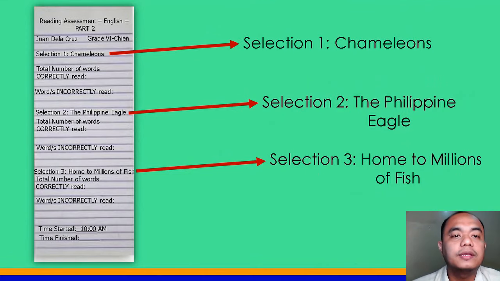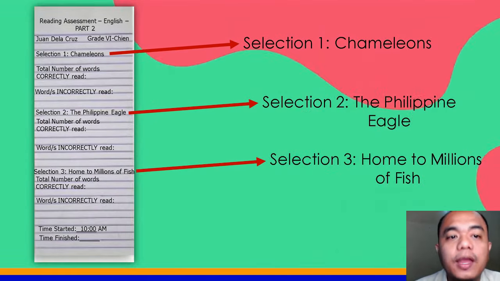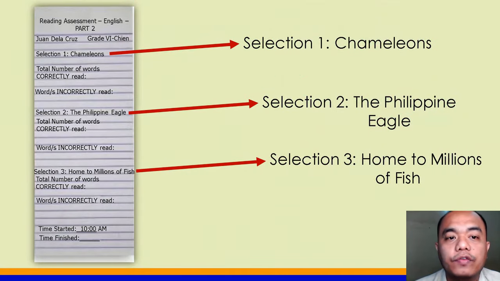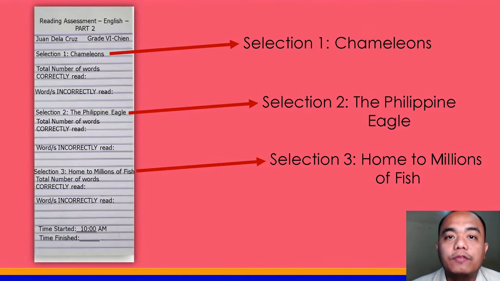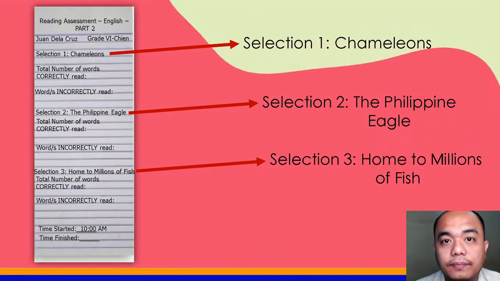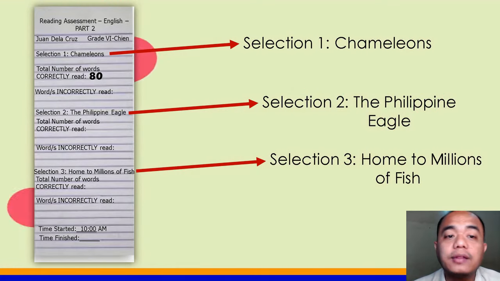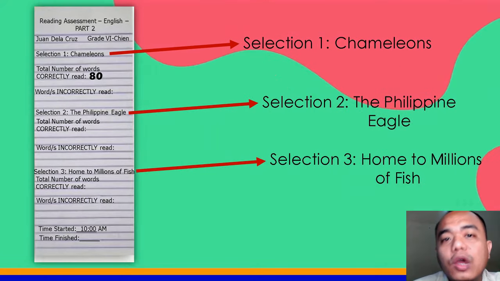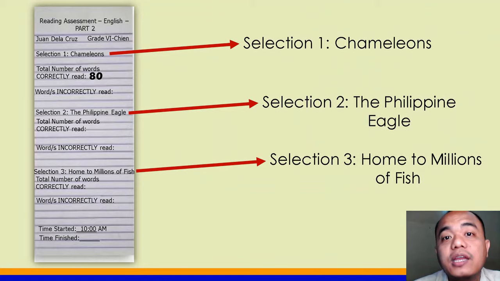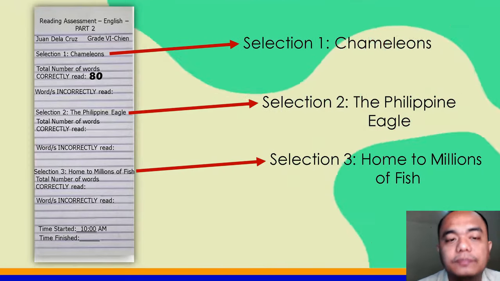Okay, now, let's have selection number 1 about the chameleon. What to write here? For the chameleon selection, we have 82 words all in all. Now, what if you only read 80? So, you write 80 words. So, meaning you have 2 words that you incorrectly read. Meaning, you have two words that you misread.